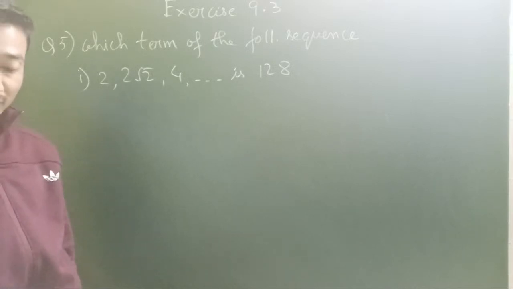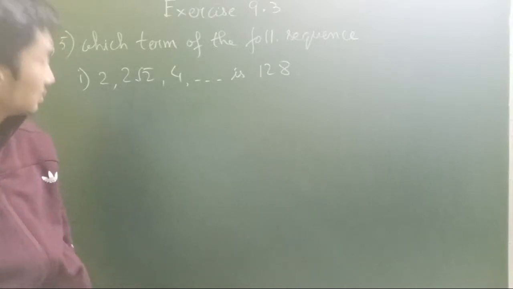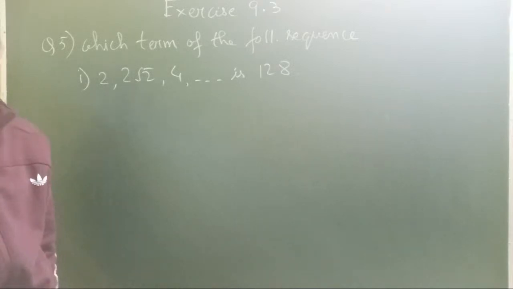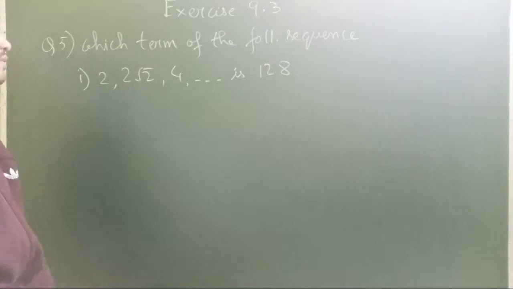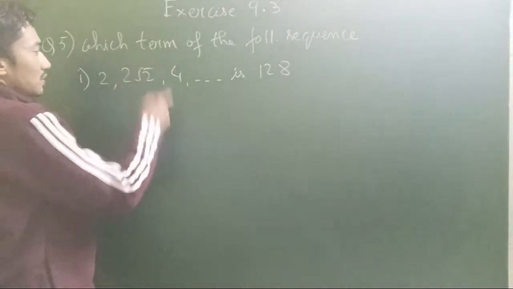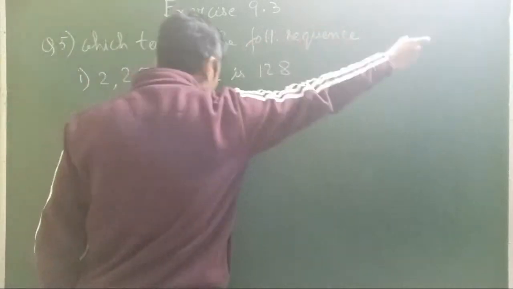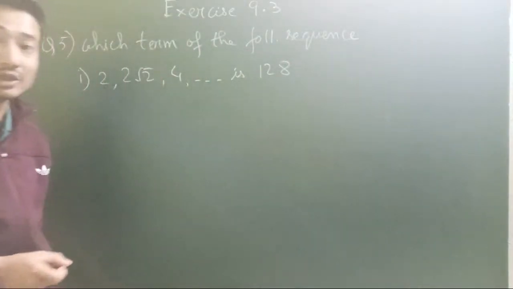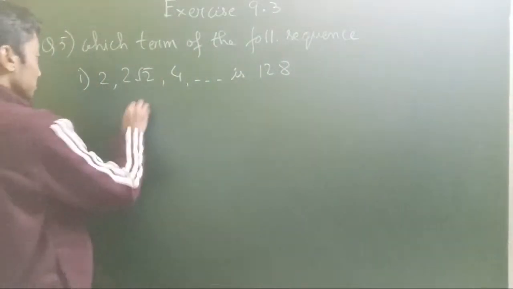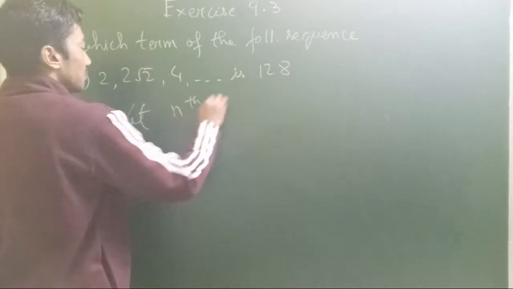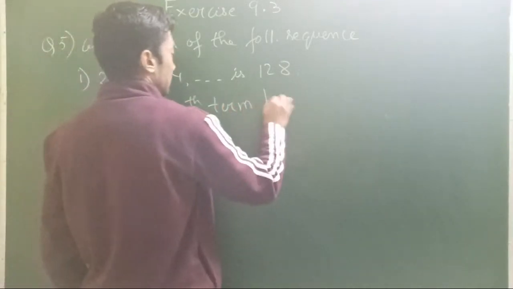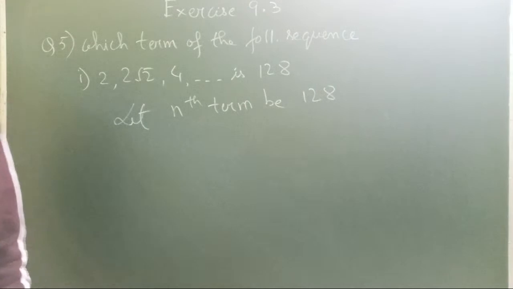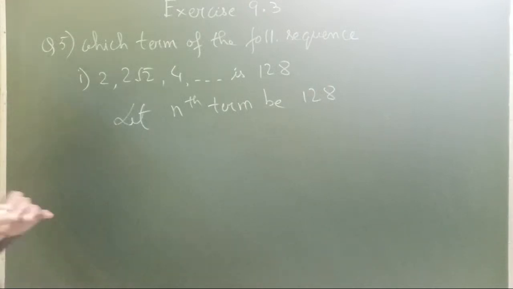Which term of the following sequence, 2√2, 4, is 128? So that's the question that is given to us. Which term of the following sequence 2√2, 4, dot dot dot, somewhere there is 128. So we are supposed to find out which term is 128. We have no idea which term is 128, so let us assume the nth term be 128.